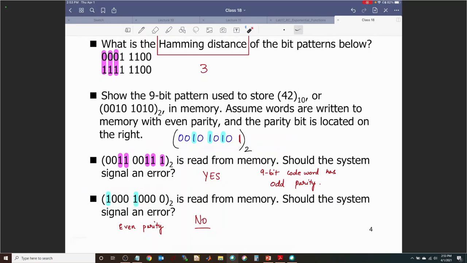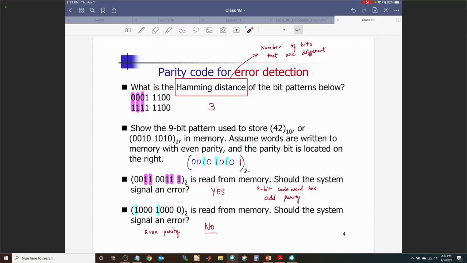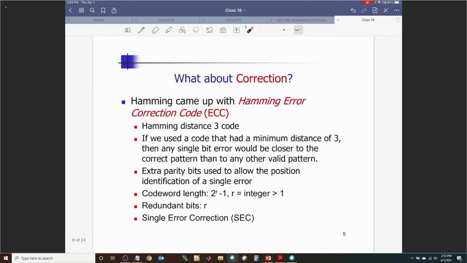So one parity bit is not benefiting me too much. But if I had more parity bits, then I would be able to. Again, more parity bits with a very good scheme will help me find out more about the number of errors that have occurred. So one parity bit is not working really well. All right, let's talk about correction.